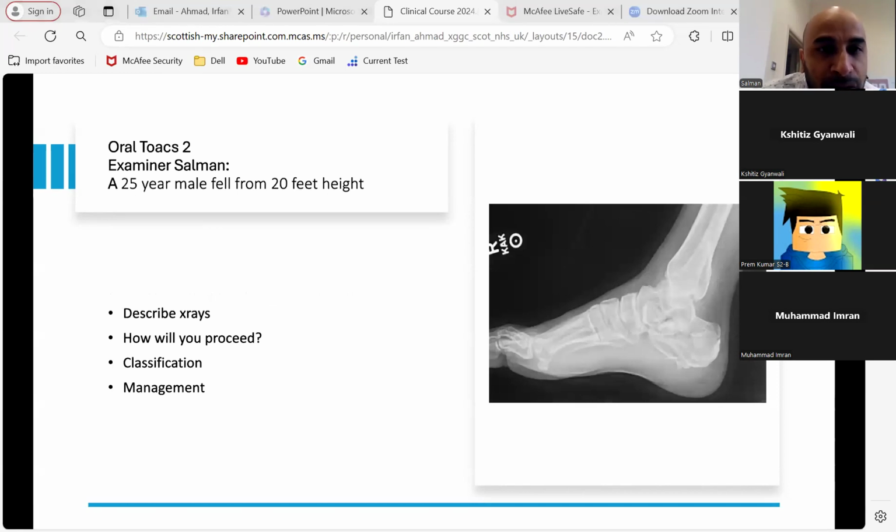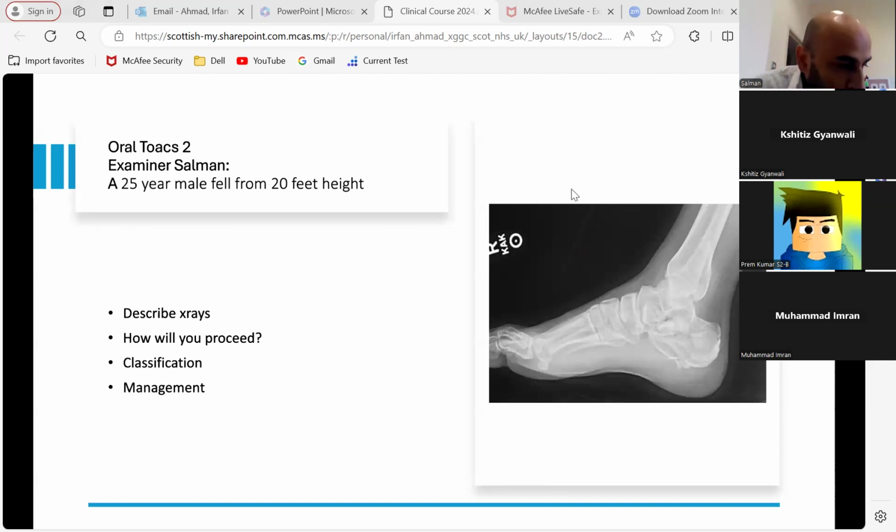So this is a 25-year-old male who has fallen from 20 feet height. Can you describe the X-ray for me? This is the plain X-ray of the ankle joint, including the distal tibia and fibula and the tarsal bones and metatarsal bones in the lateral view in a skeletally mature individual, where I can appreciate the comminuted fracture of the calcaneum.